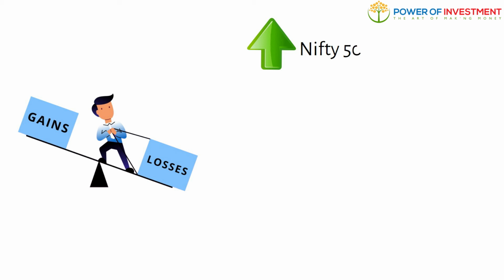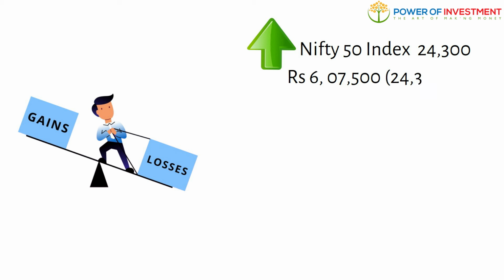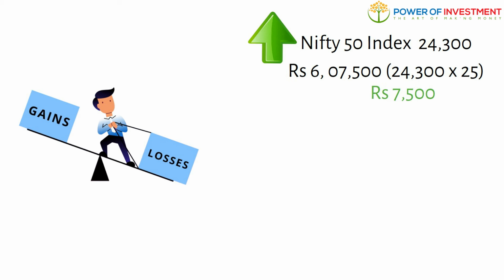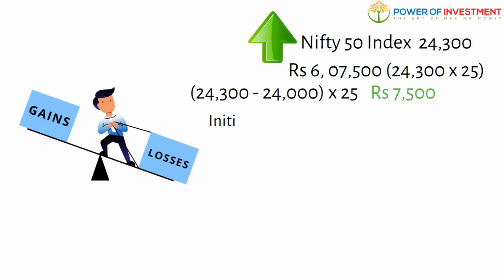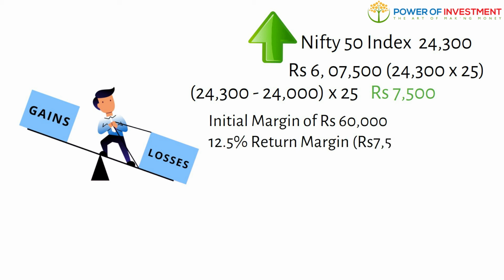If the Nifty 50 index rises to 24,300, your position's value increases to 6,07,500 rupees, 24,300 into 25. Your profit would be 7,500 rupees, calculated as 24,300 minus 24,000 into 25. With an initial margin of 60,000 rupees, you've achieved a 12.5% return on your margin.